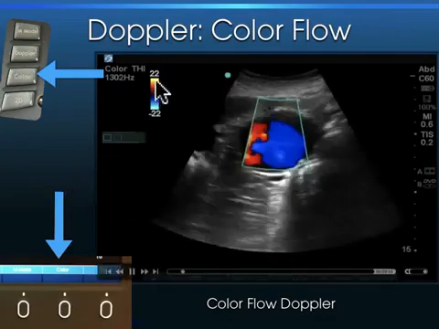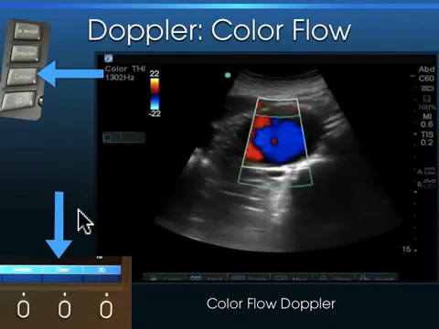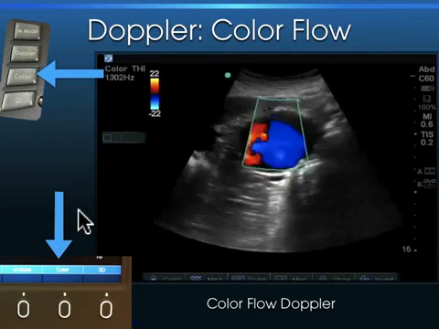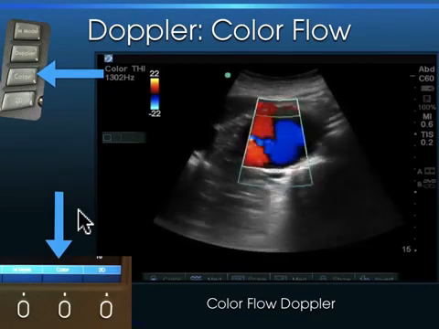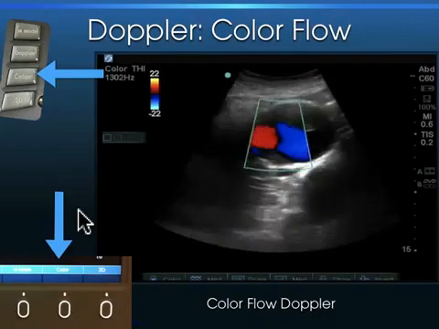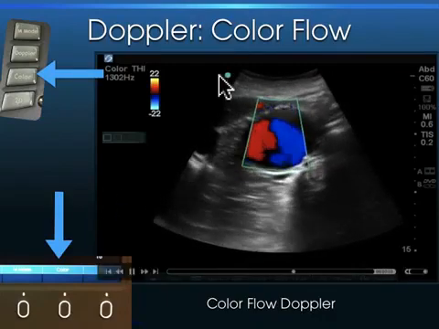But really, it's the scale that I want you to pay attention to. Red is flow towards the probe. Blue is flow away from the probe. Yes? Just to get this in my head, the top of the screen would be the transducer? Correct. Exactly right. This is the skin line of the transducer, the footprint of the transducer right there.